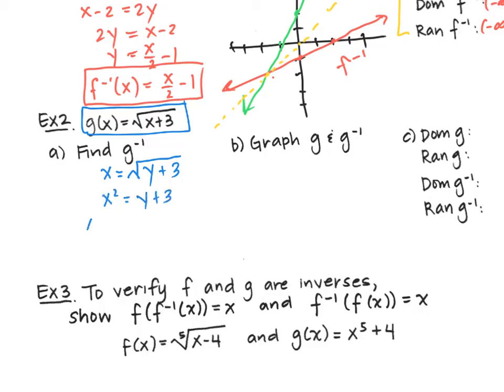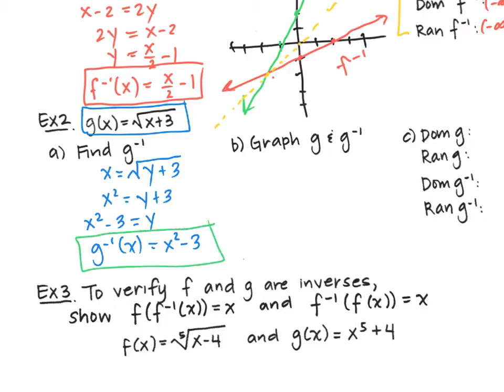Okay, and then I can subtract 3. So g inverse is equal to x squared minus 3. I'm going to very carefully sketch a graph. Okay, let's see.